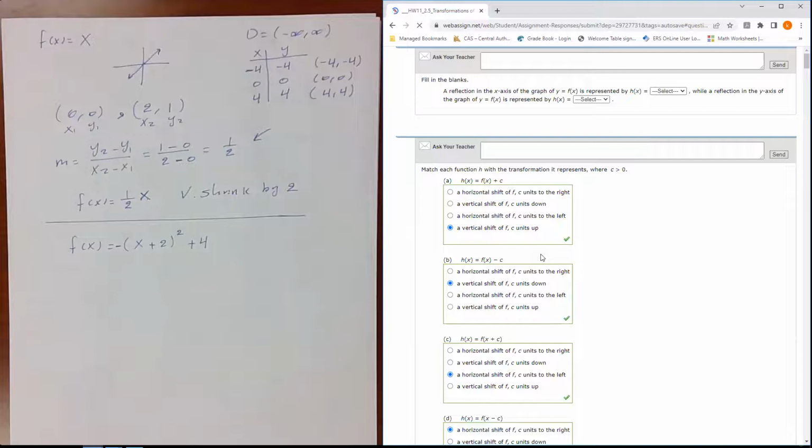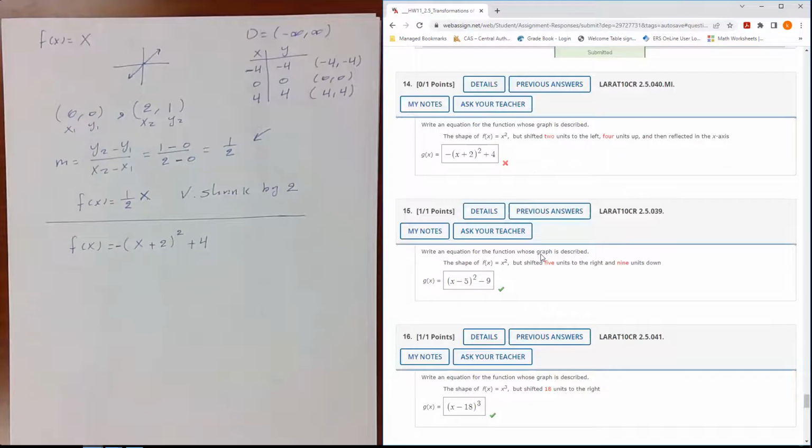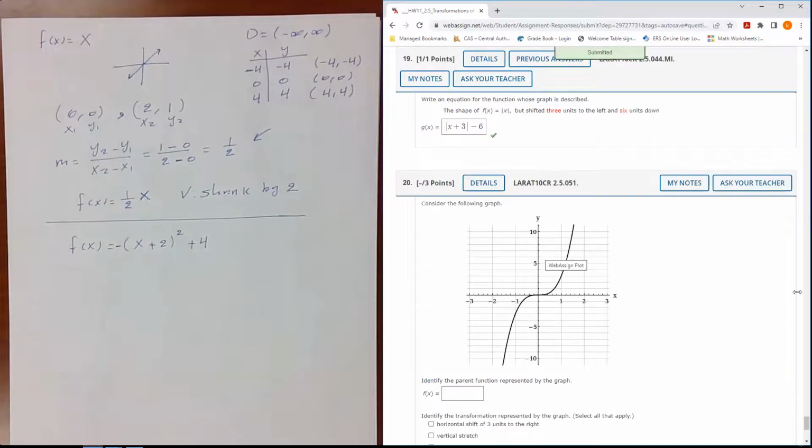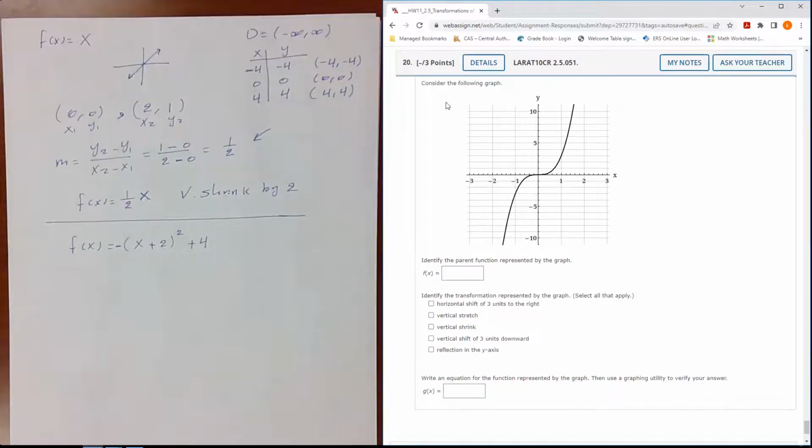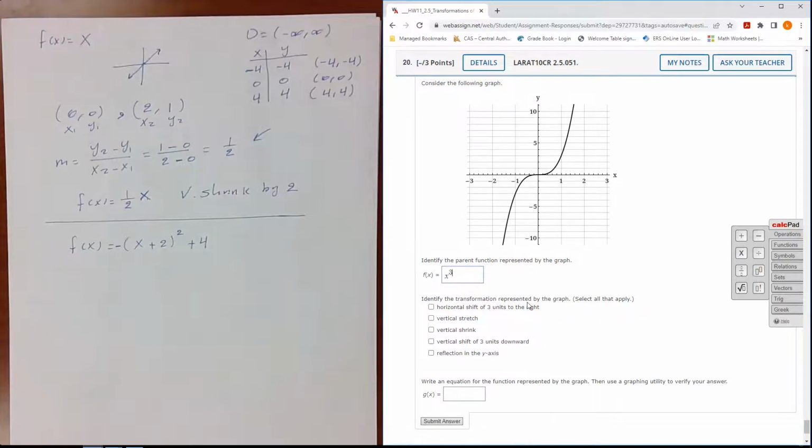Let's check that. So 2 questions. I'm going to check the company. This is right. Now, next example, which is the last one. Then we're going to go back to do 1 more examples. Consider the following, and the parent function for this one is x cubed. Here is the x, and here is the cube.